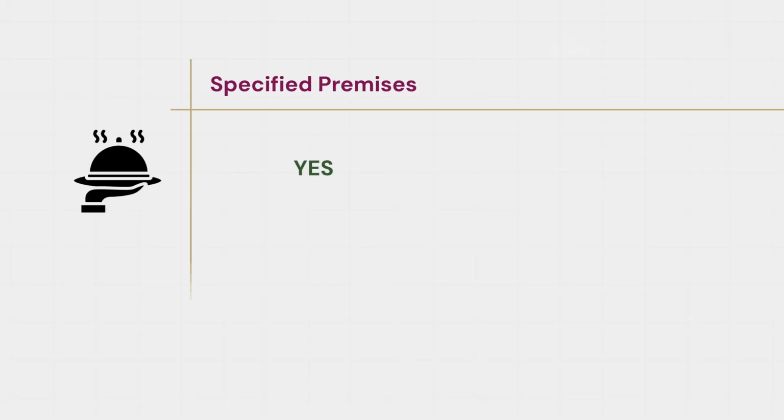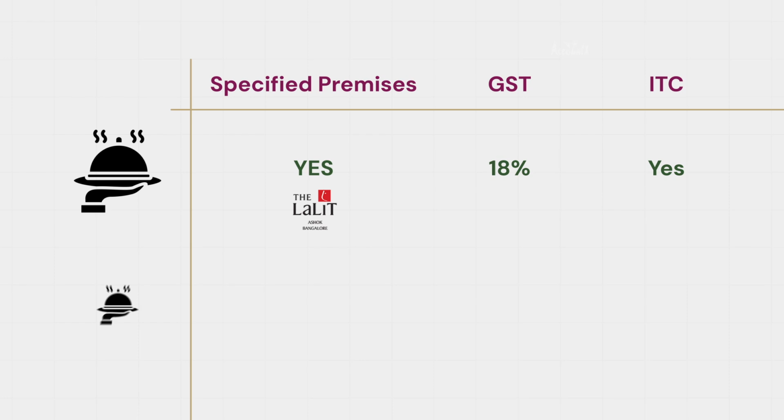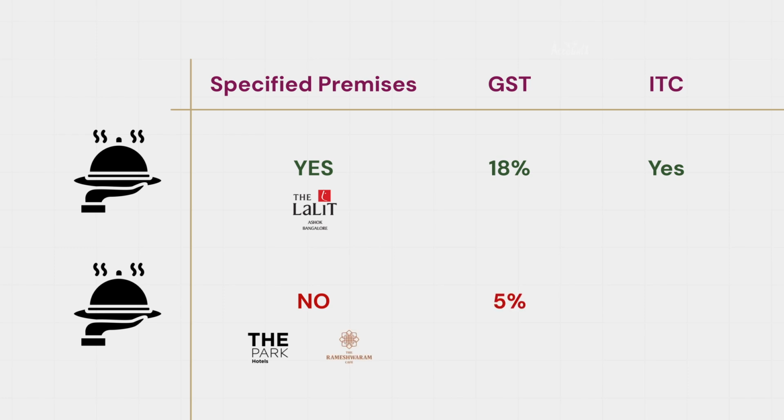To understand this better, let's consider a scenario. Let's say you offer restaurant services in specified premises, say Lalit Ashok. Then you'll have to charge 18% GST and you can avail ITC on your operational expenses. But if the place of your restaurant is not within specified premises, say the park, and for some reason the hotel didn't choose to be specified premises, though it seems unlikely, or if you operate a standalone restaurant like Rameshwaram Cafe, then you need to charge only 5% GST, but you cannot avail ITC.